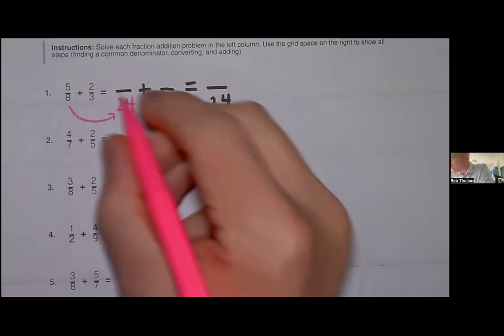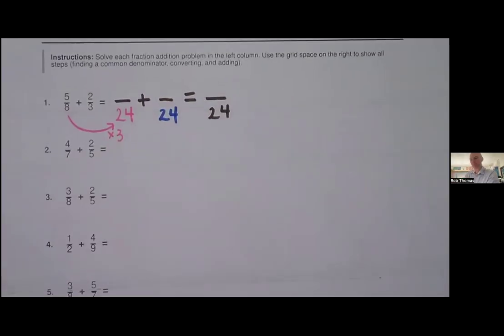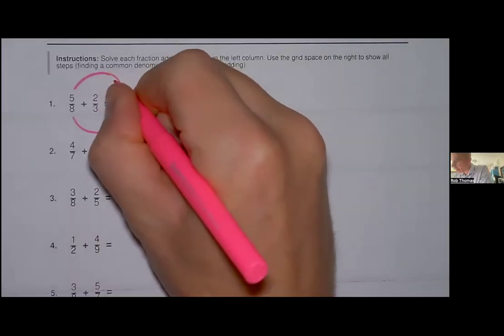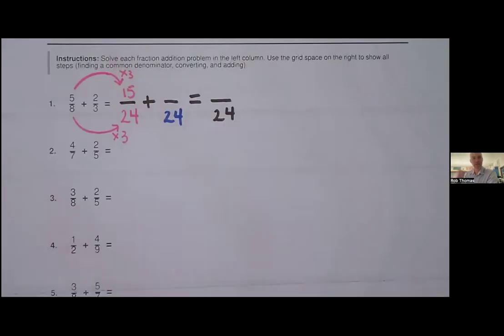So like this. To go from 8 to 24, I'm multiplying by 3 because 8 times 3 is 24. So I'm going to write a little times 3 in pink down here. And so then what I do is I do the same thing to that 5 on top. Oop, 5 times 3 equals 15. Boom. And now I have an equivalent fraction to 5/8, but in 24ths, 15/24ths.